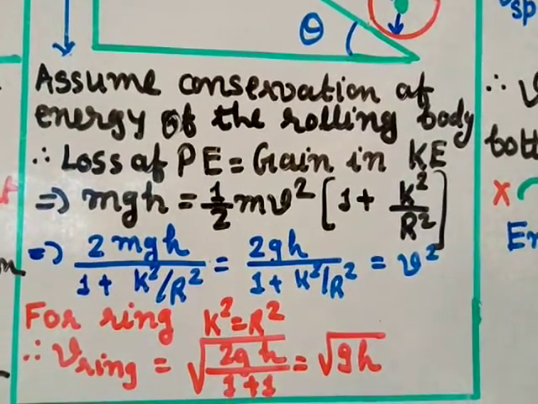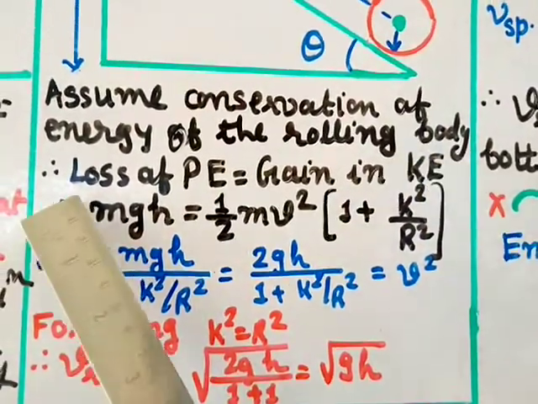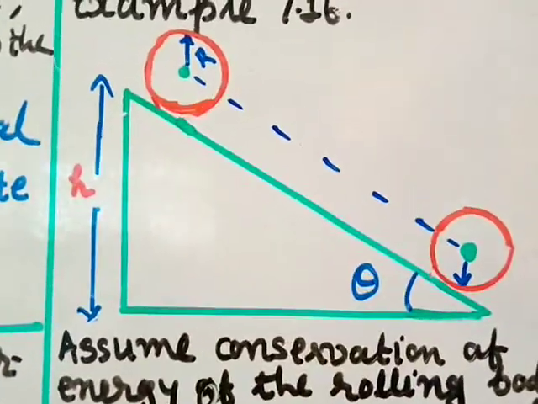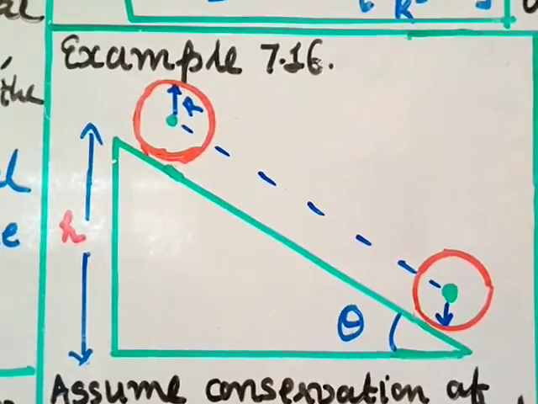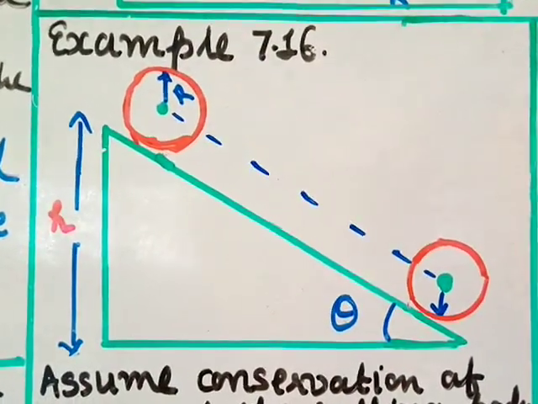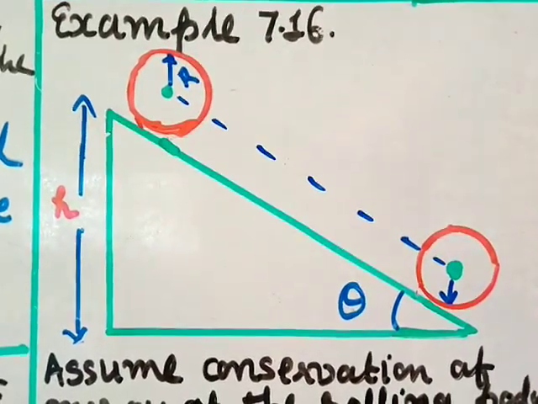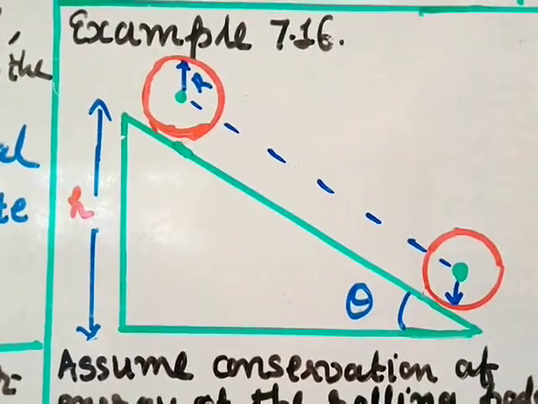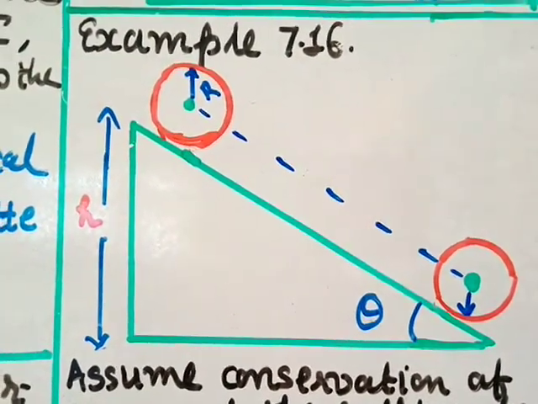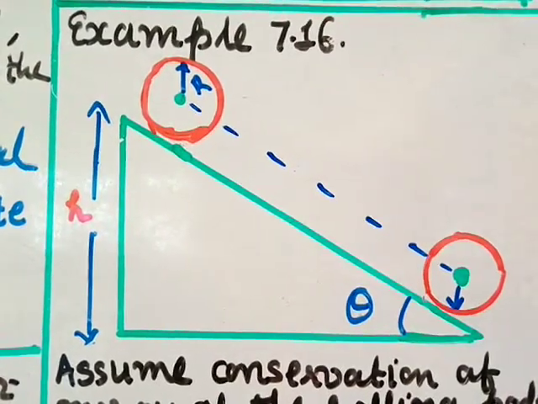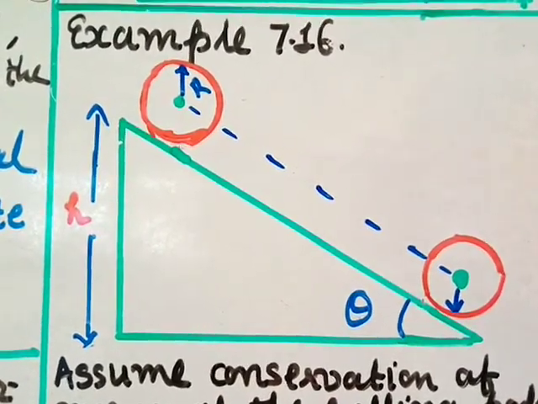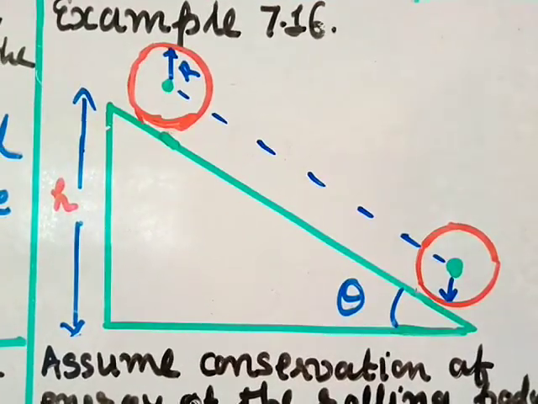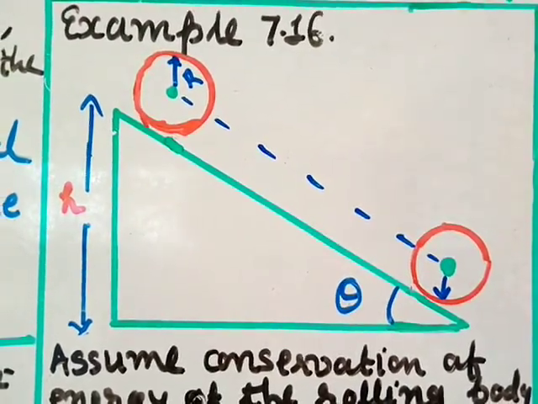Assuming the conservation of energy of a rolling body, loss of potential energy equals gain in kinetic energy. Now we consider that there is a conservation of energy. That means whatever energy is lost in potential energy, the loss in potential energy will be equal to the gain in kinetic energy, right? Only then will there be conservation of energy. Loss in potential energy will give you gain in kinetic energy, or loss in kinetic energy will give you gain in potential energy. Then there will be conservation of energy.